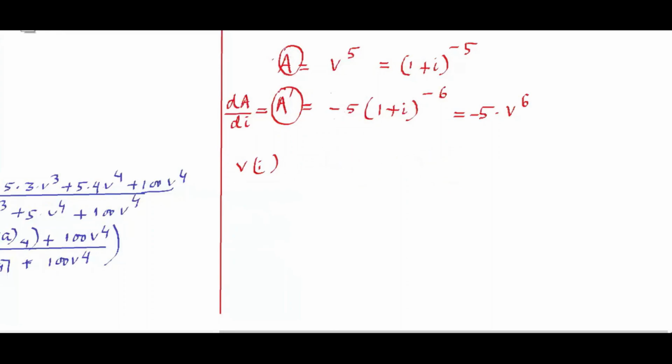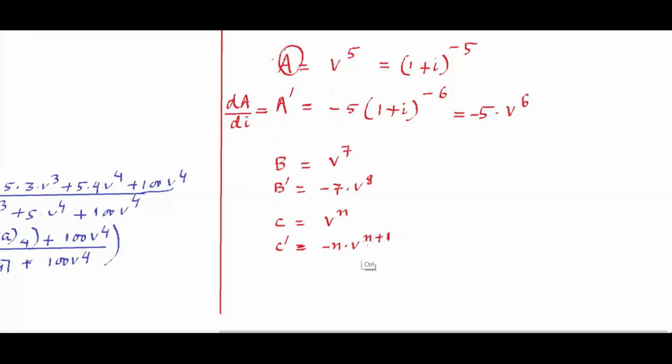Now you consider another b here, b. So you write v power 7 directly without doing this way. You should remember b dash here, that will be minus 7 v power 8. Okay, then if you take c, right, v power n, c dash will be here in this chapter. This will be minus n v power n plus 1. Okay, just remember as a formula for this chapter.